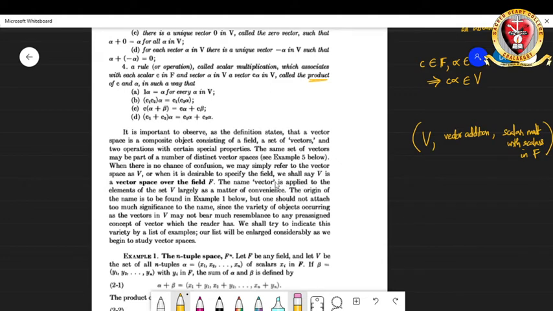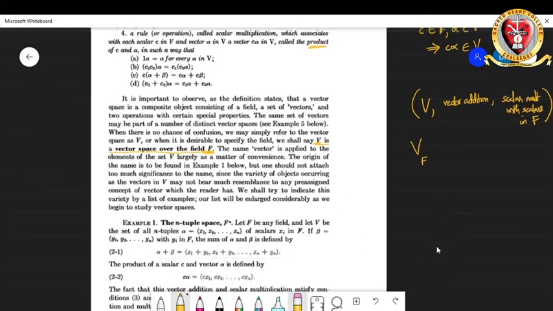So normally, if all the above properties are satisfied, we say that V is a vector space over the field F. So the 'over the field F' is really important, as we say and notate: along with our vector space we always have to mention the field F. Okay, the name vector is applied to the elements of the set V. And let's check out the first example.